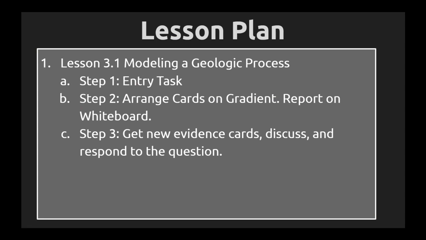So, item breakdown. Step 1, the entry task. Step 2, we're arranging cards on the gradient. We're going over how to do that. Then I'm going to have you report out on our new whiteboards on the wall. And then step 3, you're taking a look at the new evidence cards, discussing at your table, and responding to the final question to see if that gives us new information.